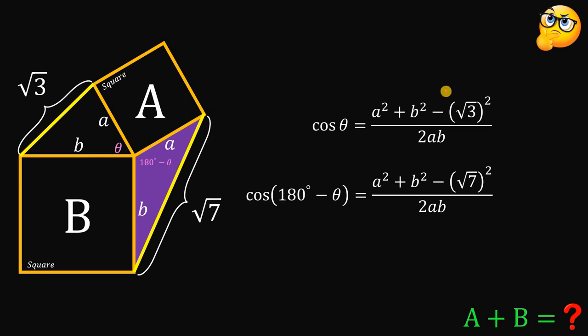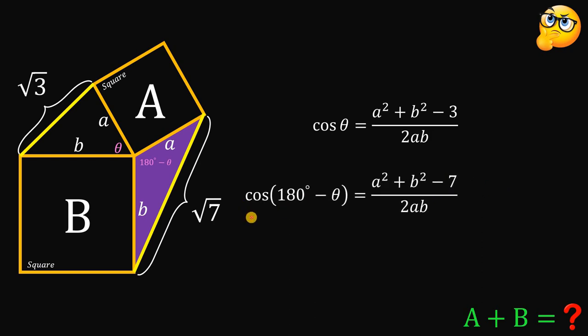Now, let's simplify some terms a little bit. For example, we have here square root of 3 raised to the power of 2. We know this is just 3. And we also have square root of 7 raised to the power of 2. We know also this is just 7. Alright. And now, let's use some identities on this cosine of 180 minus theta. Take note, cosine of 180 minus theta is just equal to negative cosine theta. So we can replace cosine of 180 degrees minus theta with its equivalent, which is negative cosine of theta, like this.